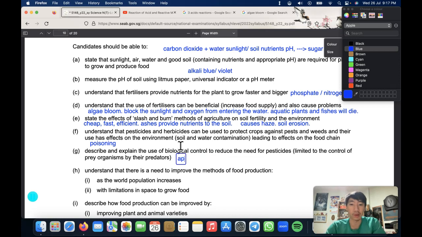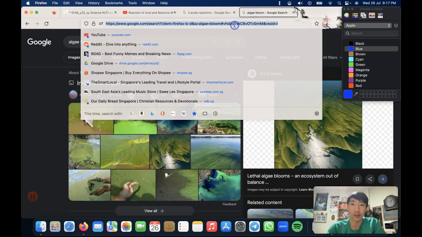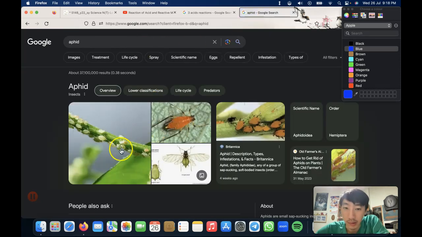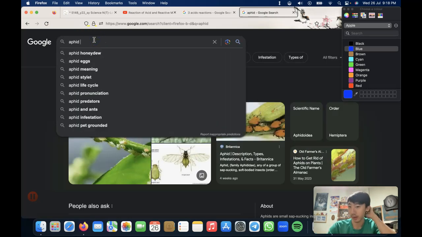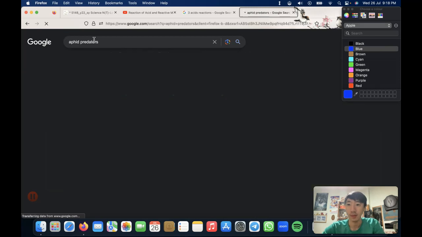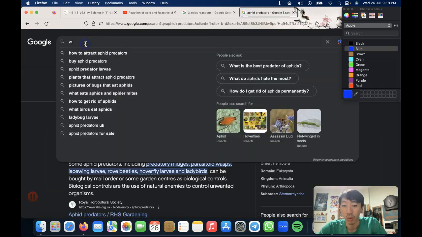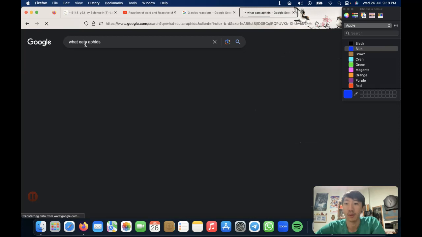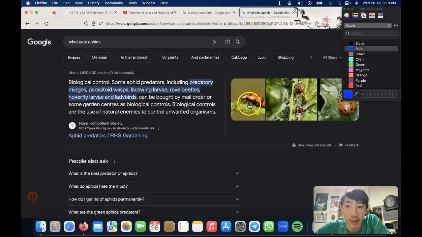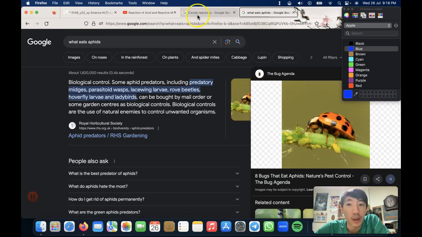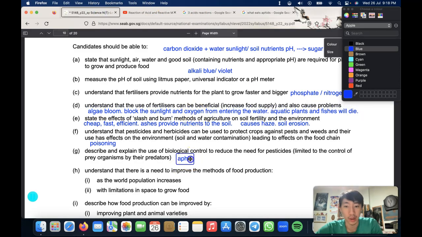Another example is this thing called an aphid. What's an aphid? It's a small insect that will eat the crops. So what eats aphids? You can use ladybugs. The ladybug will eat the aphid, and then you will reduce the number of pests in the crops. So this is called biological control.